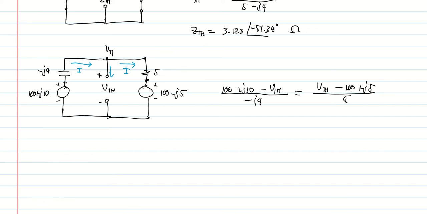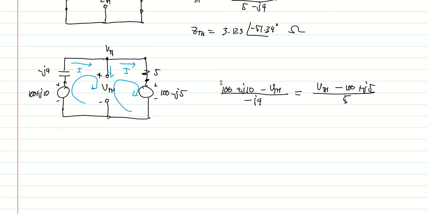You can also use Maxwell or mesh analysis if you want. You can apply meshes at these points or loops. Then there will be two unknowns, the current and the voltage VTH. So you can use any other method that you want. Then simplify and solve for VTH at this point.